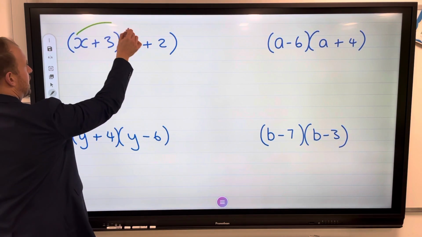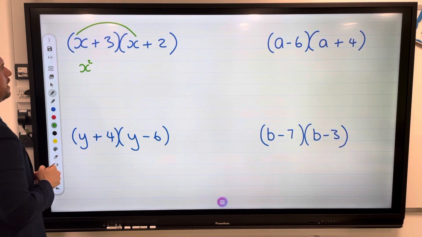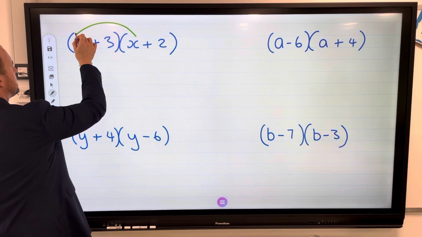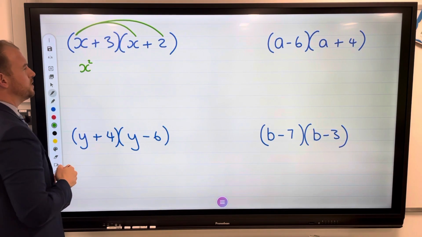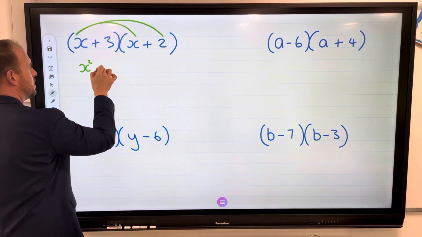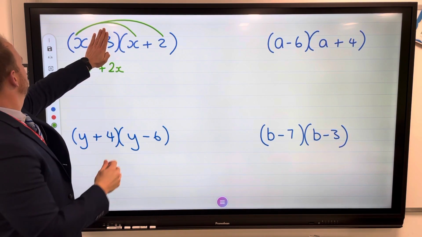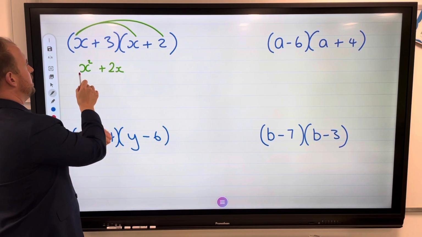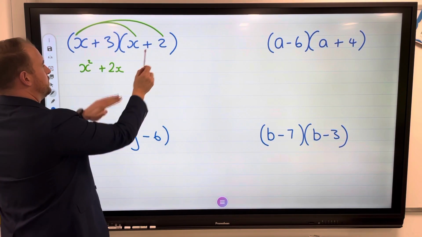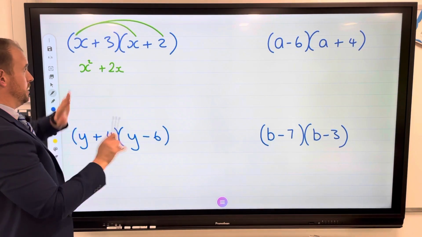So let's do x times x. Well, x times x is x squared. I'm then going to look at x times positive 2. Well, x times 2 is 2x, but it's a positive 2x. So I've covered the x, I've gone x times x is x squared, and then x times positive 2 for positive 2x. So that x is now dealt with, it's sorted.